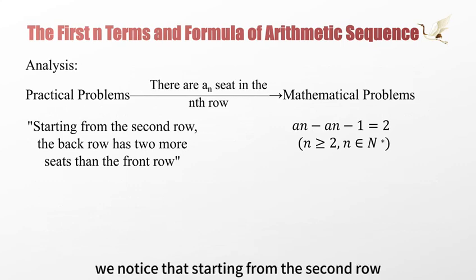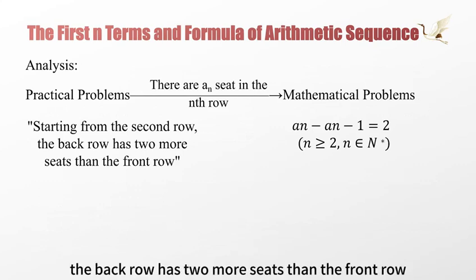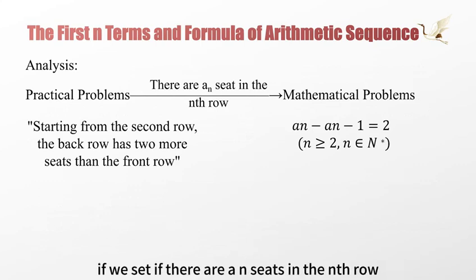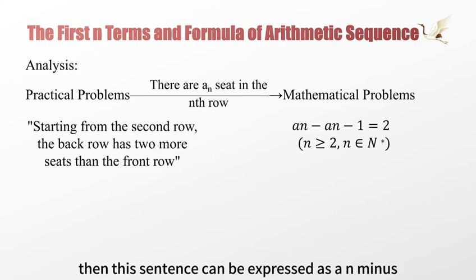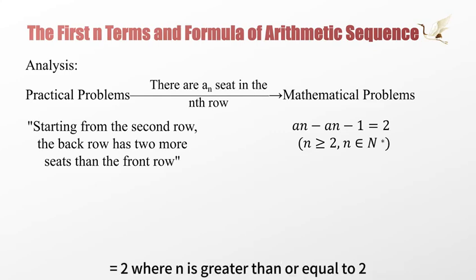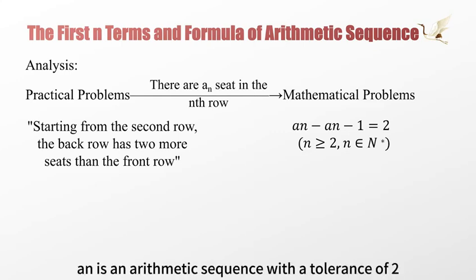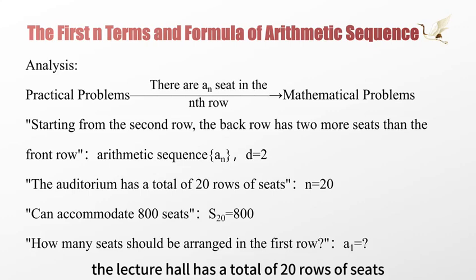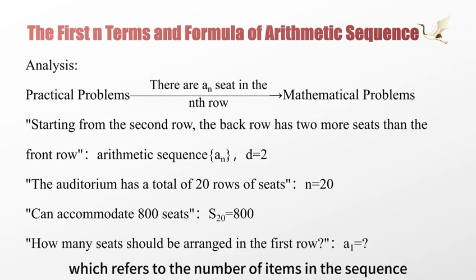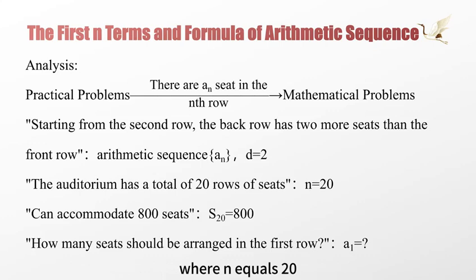We notice that starting from the second row, the back row has 2 more seats than the front row. If we set a_n as the number of seats in the nth row, then this sentence can be expressed as a_n minus a_(n-1) equals 2, where n is greater than or equal to 2 and n is a positive integer. According to the definition of arithmetic sequence, {a_n} is an arithmetic sequence with a common difference of 2. The auditorium has a total of 20 rows of seats, which refers to the number of terms in the sequence, where n equals 20.